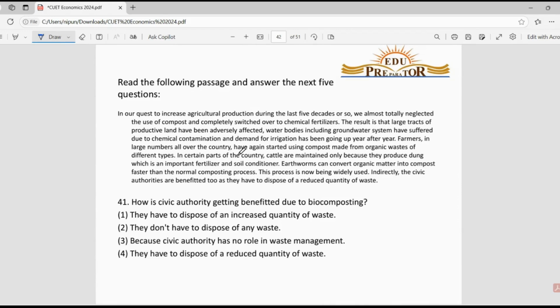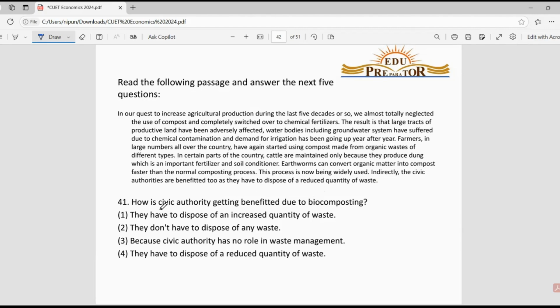Farmers in large number all over the country have again started using compost made from organic wastes. In certain part of the country, cattle are maintained just because they produce dung, which is an important fertilizer. Earthworms can convert organic matter into compost faster than normal composting process. This process is now being widely used. Indirectly, the civic authorities are benefited too. Why? Because they have to dispose lesser quantity of waste.